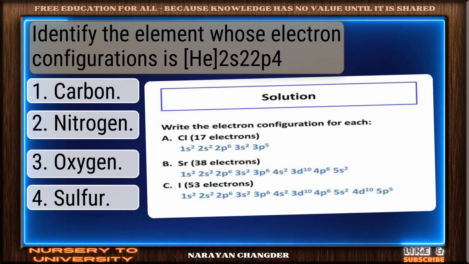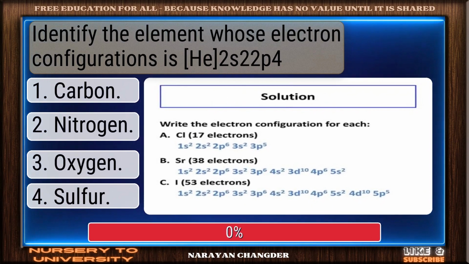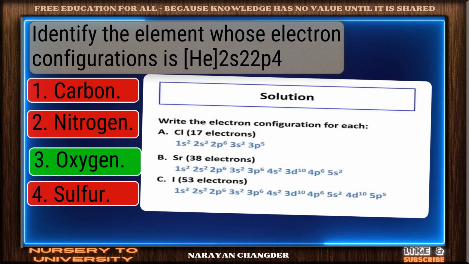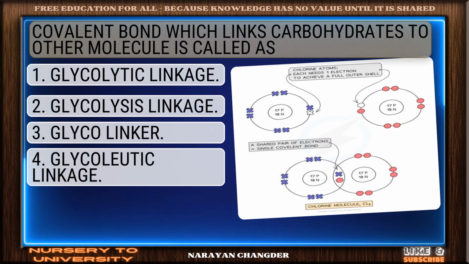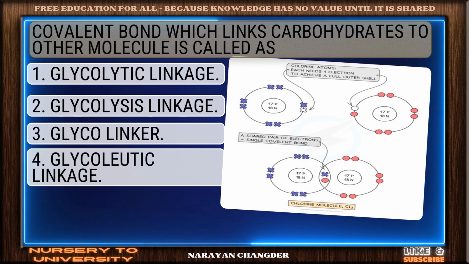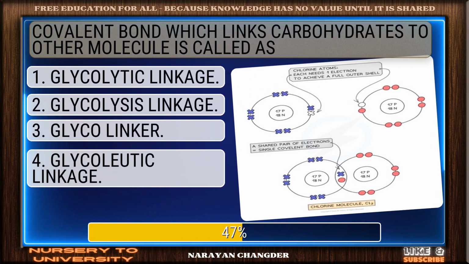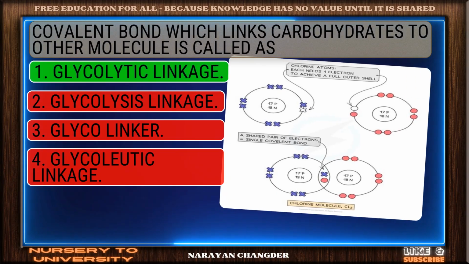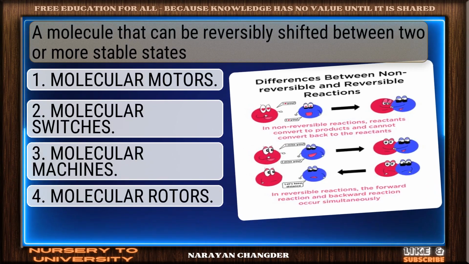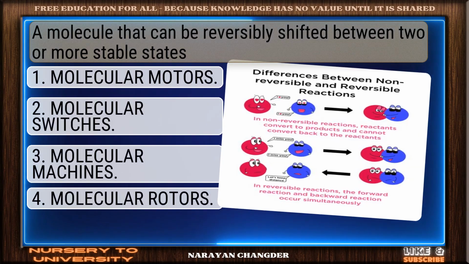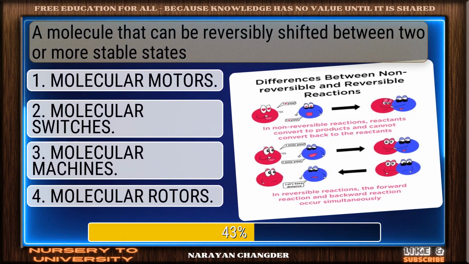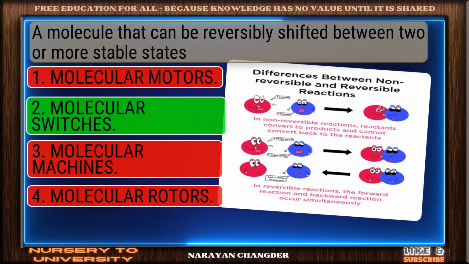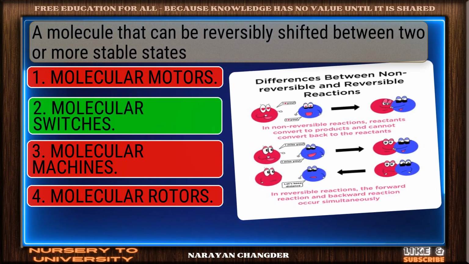Identify the element whose electron configuration is 2s2 2p4. Right choice. Oxygen is the best answer. Covalent bond which links carbohydrates to other molecules is called as... Clear logic. Your choice glycosidic linkage is sound and 100% true. A molecule that can be reversibly shifted between two or more stable states. Nice selection. Molecular switches is the correct and valid answer.